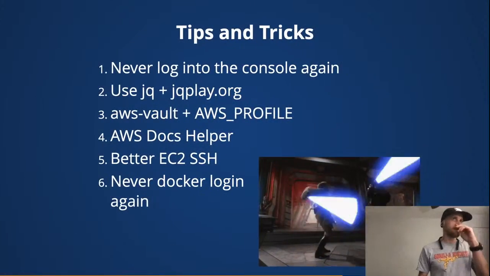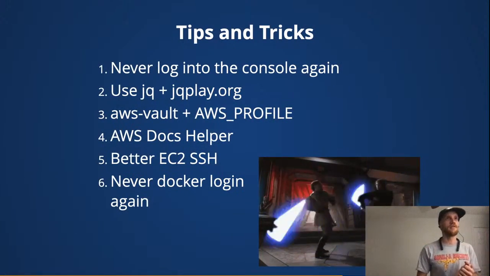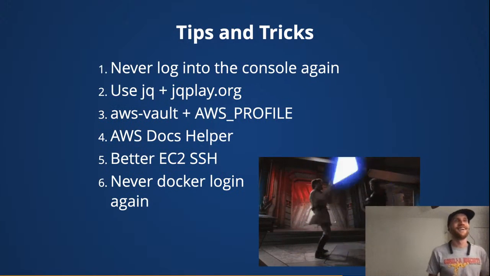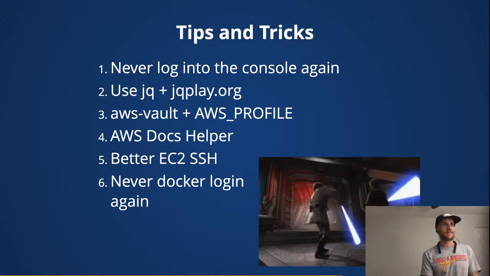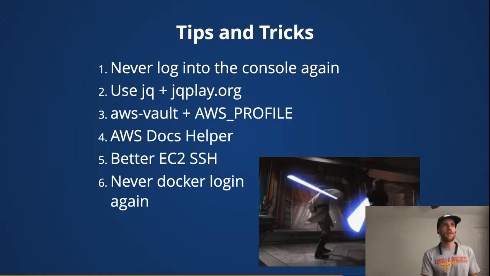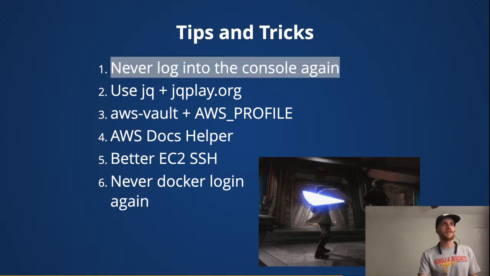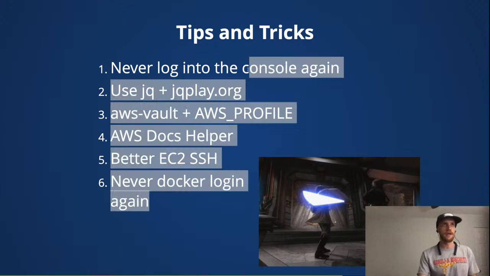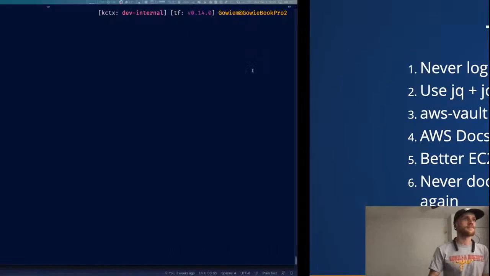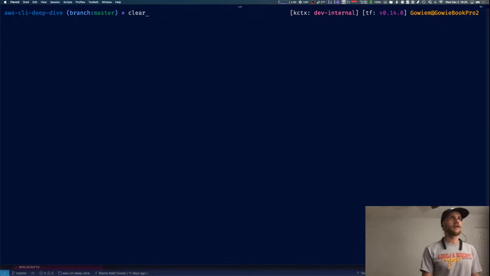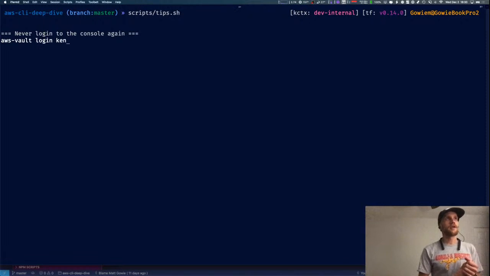Let's move on to the good stuff. This is the stuff that I actually care about talking about. So tips and tricks. We're going to talk through all of these things. I'll come back to this slide, but let's start off with my favorite one, which is never log into the console again. So we'll go back to our scripts directory and we will run our tips.sh file. So earlier we saw AWS Vault.